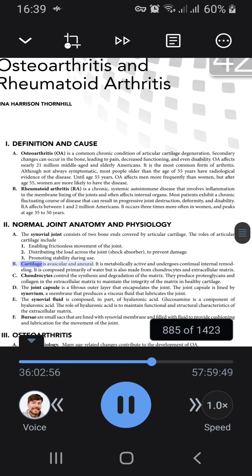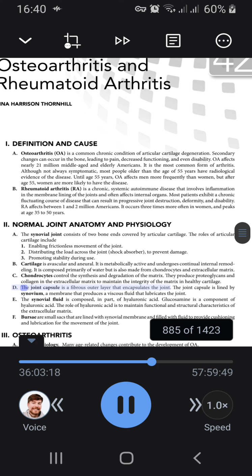B. Cartilage is avascular and aneural. It is metabolically active and undergoes continual internal remodeling. It is composed primarily of water, but is also made from chondrocytes and extracellular matrix. C. Chondrocytes control the synthesis and degradation of the matrix. They produce proteoglycans and collagen in the extracellular matrix to maintain the integrity of the matrix in healthy cartilage.